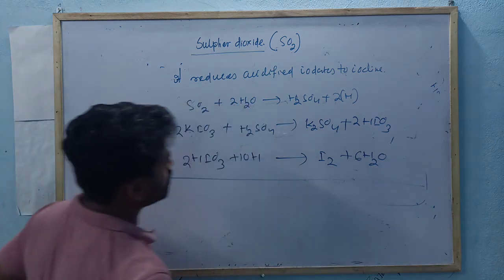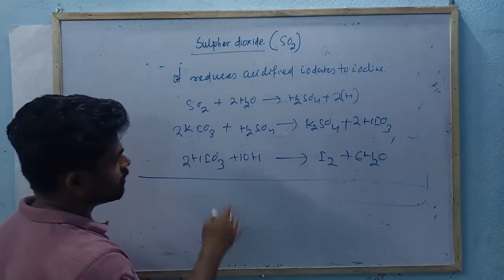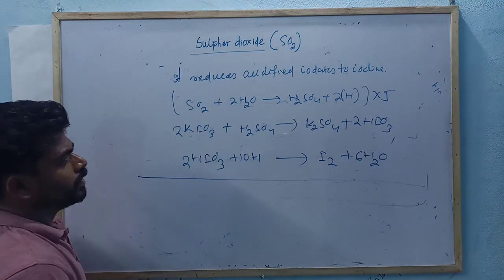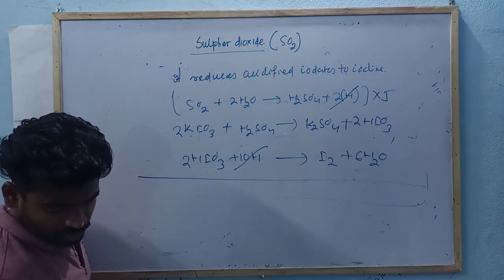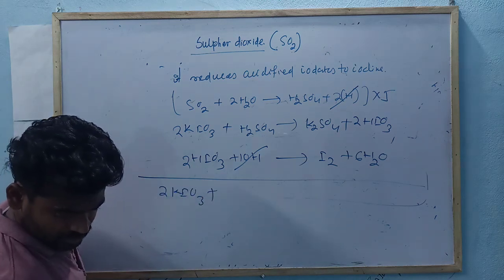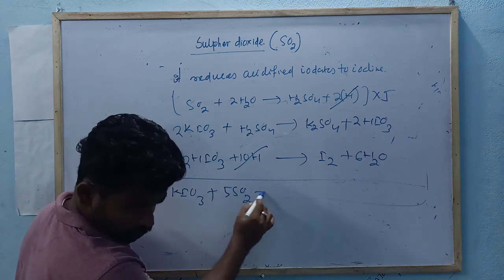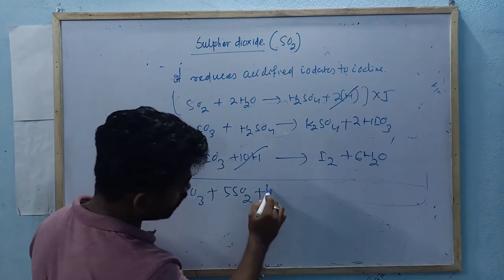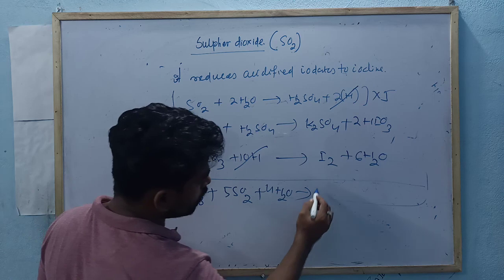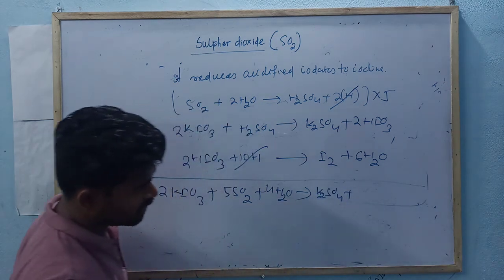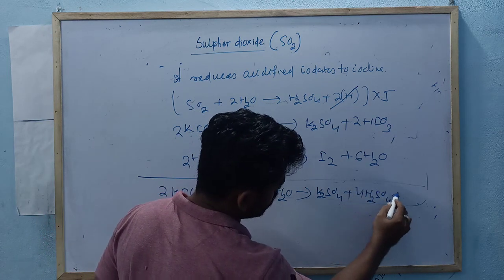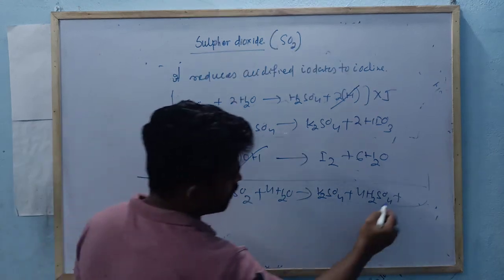Now we just add these equations. Okay. So here there are 2 hydrogens and 10 nascent hydrogen over here. So definitely you have to multiply over 5. Okay. 10 hydrogen get cancelled. So the final equation can be written as 2KIO3 plus 5SO2 plus 4H2O giving rise to K2SO4 plus 4H2SO4 plus the final, that is your iodine, I2.